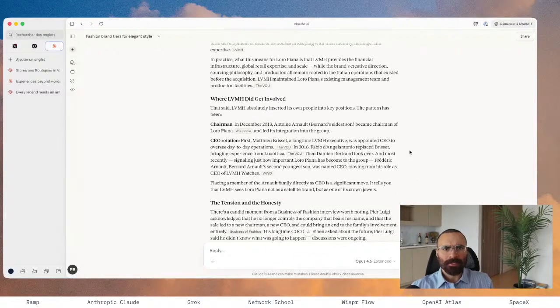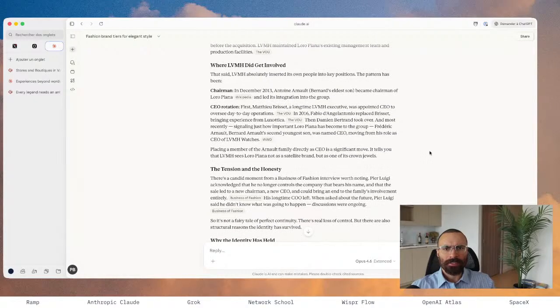Maintain Loro Piana's existing management team and production facilities. That's it? Absolutely inserted its own people into key positions. Chairman Antoine Arnault, Bernard's eldest son, became chairman of Loro Piana and led its integration into the group.